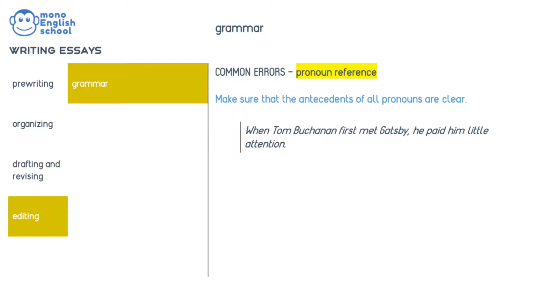To fix our example, we can restructure the sentence as follows. Tom Buchanan paid Gatsby little attention when they first met. Now we have the third person plural pronoun they, which clearly refers to the character name antecedents.